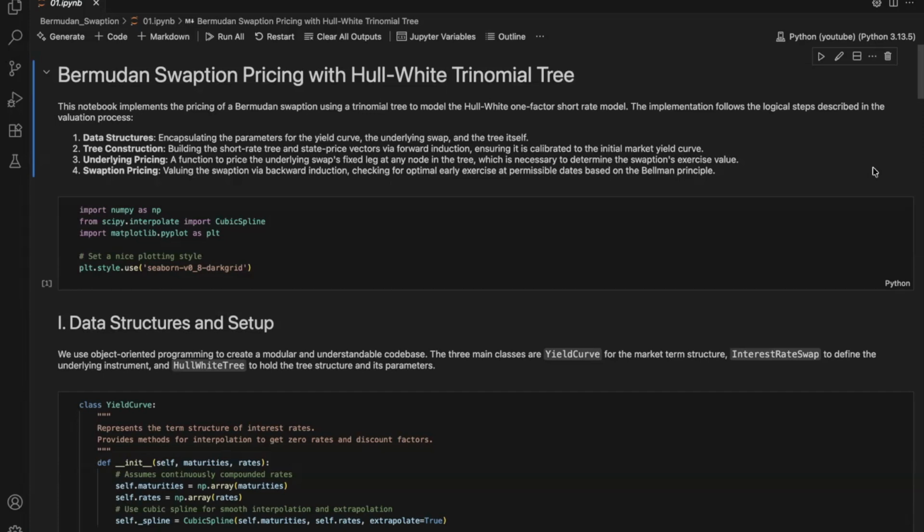Now let's translate the theoretical framework and numerical algorithms into a working Python implementation, with careful consideration of the data structures and functional decomposition. The goal is to create a modular and understandable code base that mirrors the logical steps of the valuation process. This script implements the pricing of the Bermudan swaption using a trinomial tree to model the Hull-White one-factor short rate model. The implementation follows the logical steps described in the valuation process. So first we import the required libraries and functions such as numpy, CubicSpline from the scipy.interpolate library, and matplotlib.pyplot.